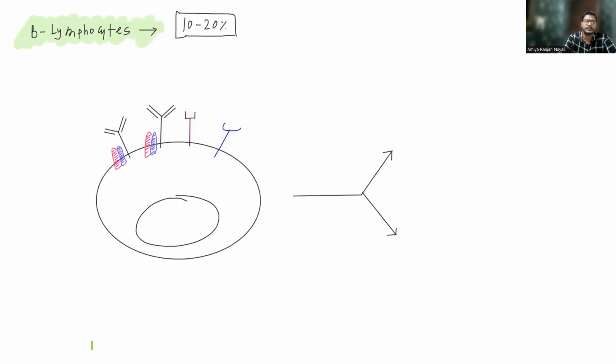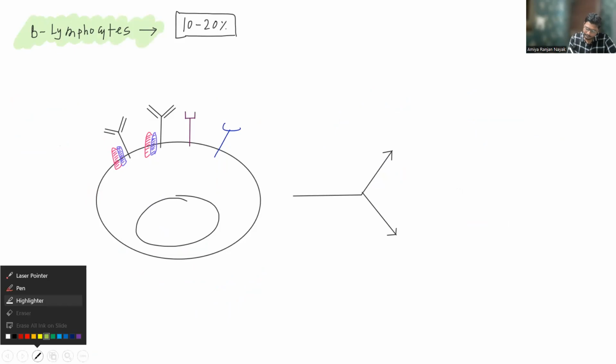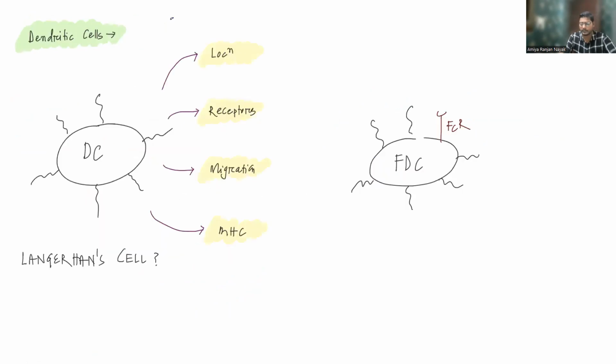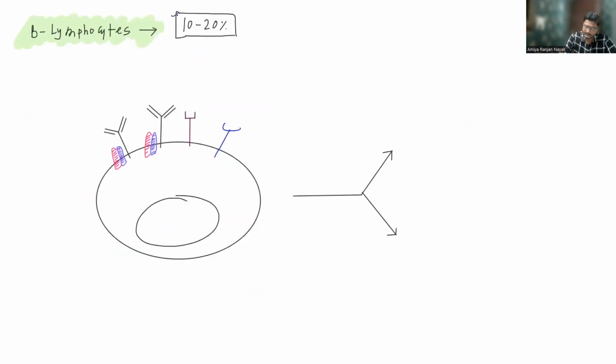Now we'll discuss a little bit about the B lymphocytes. B lymphocytes constitute around 10 to 20% of the peripheral blood lymphocytes. So T lymphocytes are 60 to 70%, B lymphocytes are 10 to 20%, and around 10 to 15%, you can say, are NK cells.